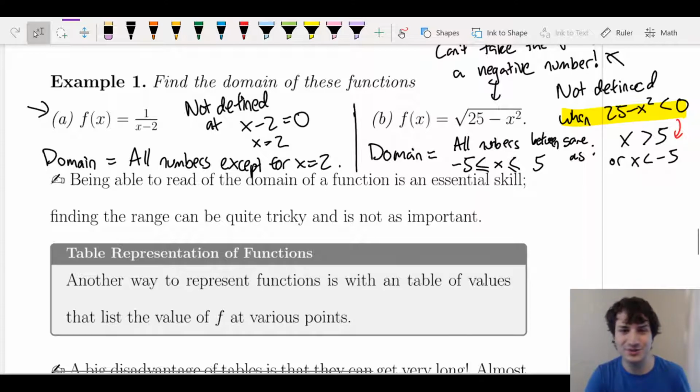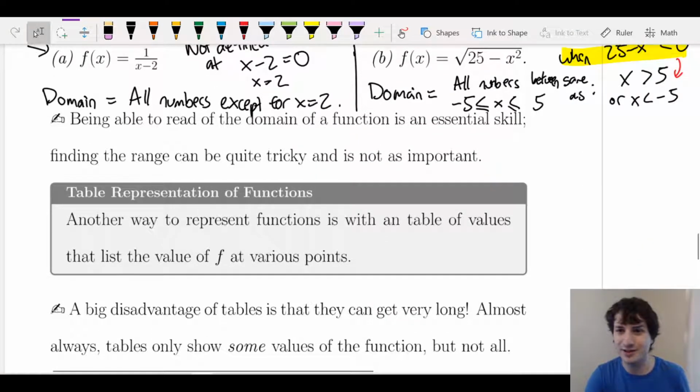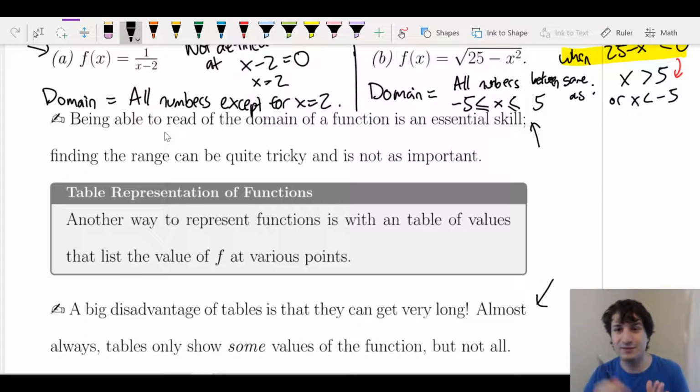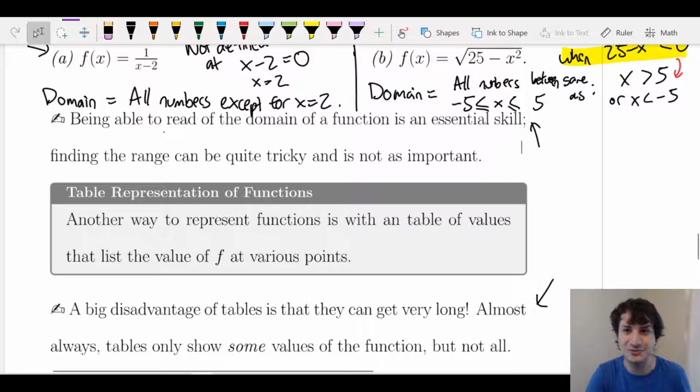Another way you can see functions is as a table. So as a table of values, you just list out a bunch of values. And the problem with tables is that they get very long. So you can't include all possible values in your table, especially when there's infinitely many values. So for example, in the last examples we did, x could be any number between -5 and 5. There's infinitely many numbers like that. So you couldn't possibly contain all these on a table. In real life, of course, you get a lot of tables. So it's good to have tables in the back of your head.